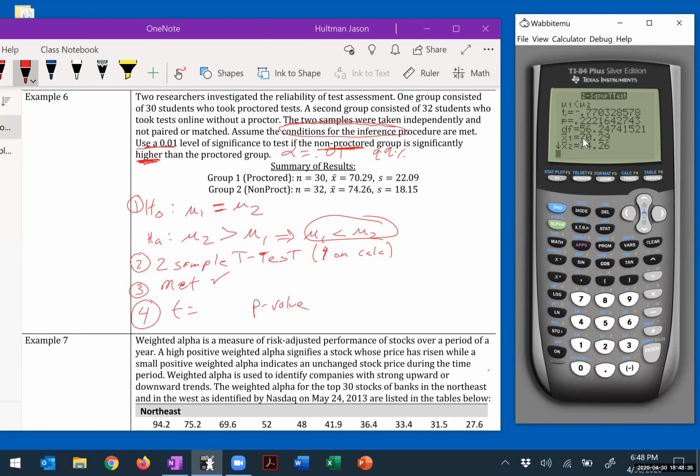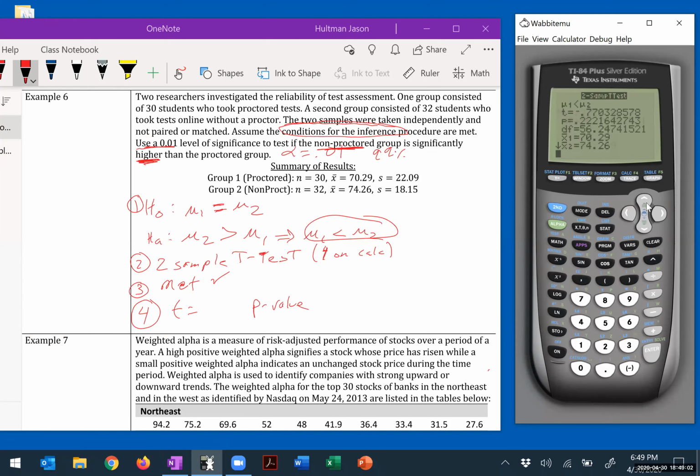Okay, let me make sure that I plug this in correctly. Mu1 less than mu2, that's correct. And let's make sure everything's correct. 70.29 is correct. 22.09, that's correct. 18 point, yep, that's correct. What about N1? N1 is 30, yep. And N2 is 32, yeah.